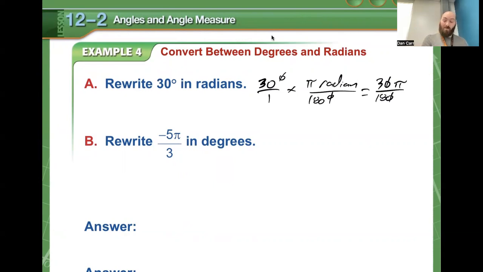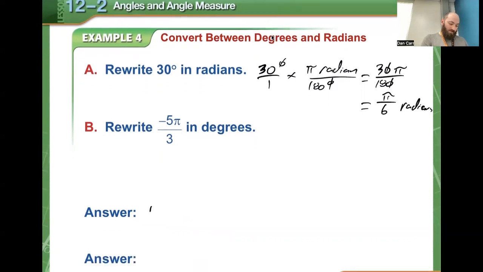I can cancel out my zeros. I've got 3 over 18. So I can divide by 3 for my numerator and denominator. So I get pi over 6 radians as my final answer. Pi over 6 radians. Okay.